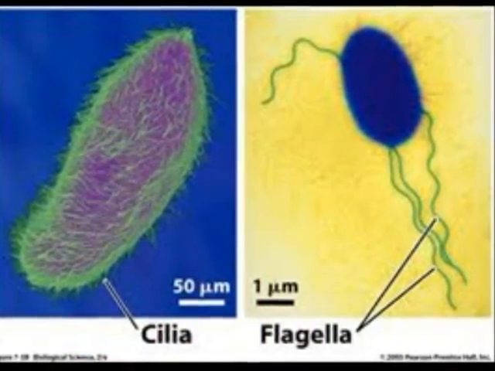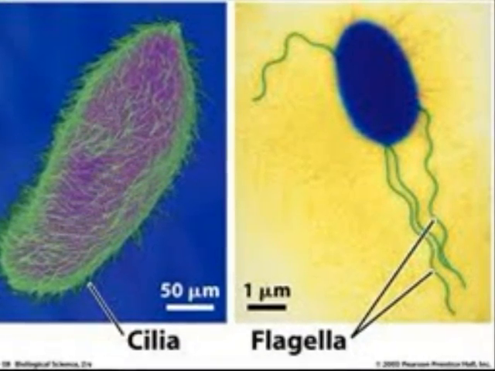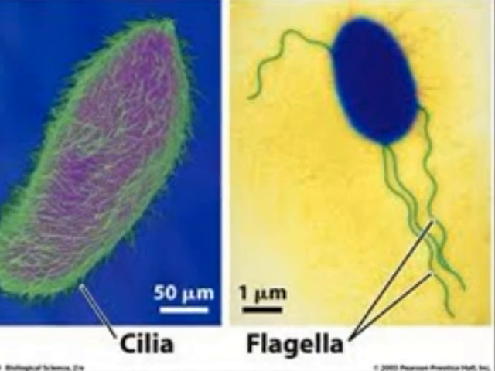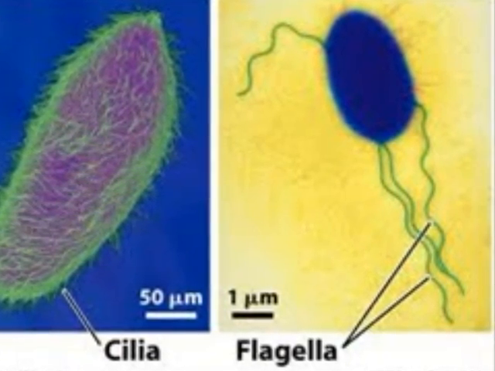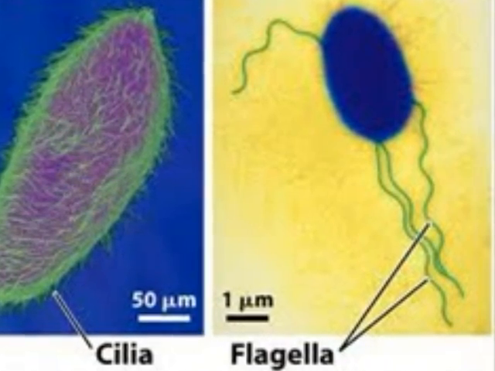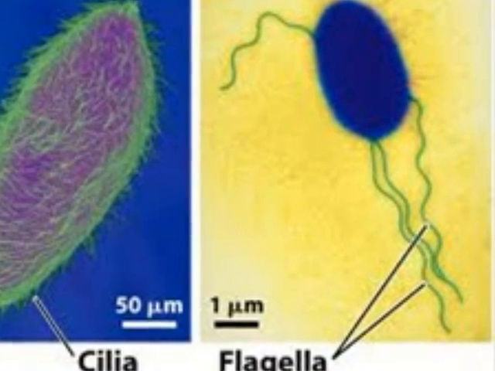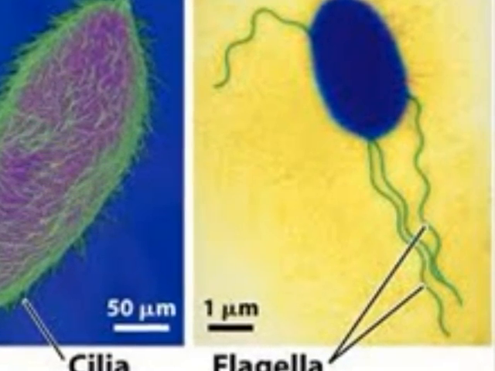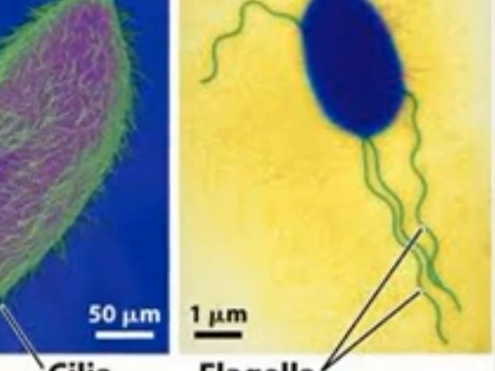Now that our tour of all the organelles in the plant cell is coming to an end, I'm going to tell you some interesting facts about cilia and flagella. Cilia produces an oar-like motion. There are many per cell, and they are much shorter than flagella. Flagella, on the other hand, produces a snake-like motion. There are one or two per cell, and they are longer than cilia.